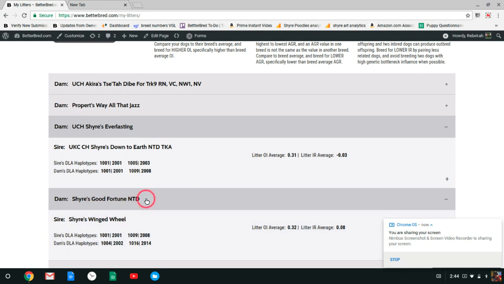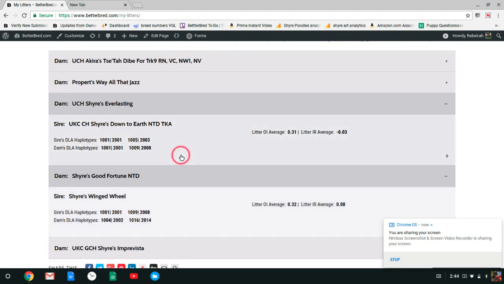And if you want to know how this would be a line breeding, the dam of Ever is the grand dam of this boy. And same here. The grand dam of this girl is the dam of this boy. So that's a pretty tight line breeding.